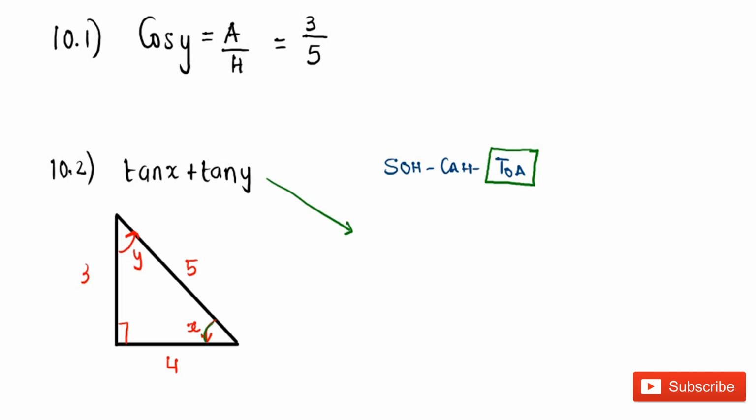You look at your angle x, right? What is the side that is opposite our x? It is 3, right? And what is the side that is adjacent to our angle x? It is 4. Okay, so tan of x is equal to your opposite side, like I mentioned, which is the 3 over your adjacent, which is your 4, plus tan of y. You look at your angle y. What is the side that is opposite our angle y? It is 4 over what is the adjacent side to our angle y? It is 3.